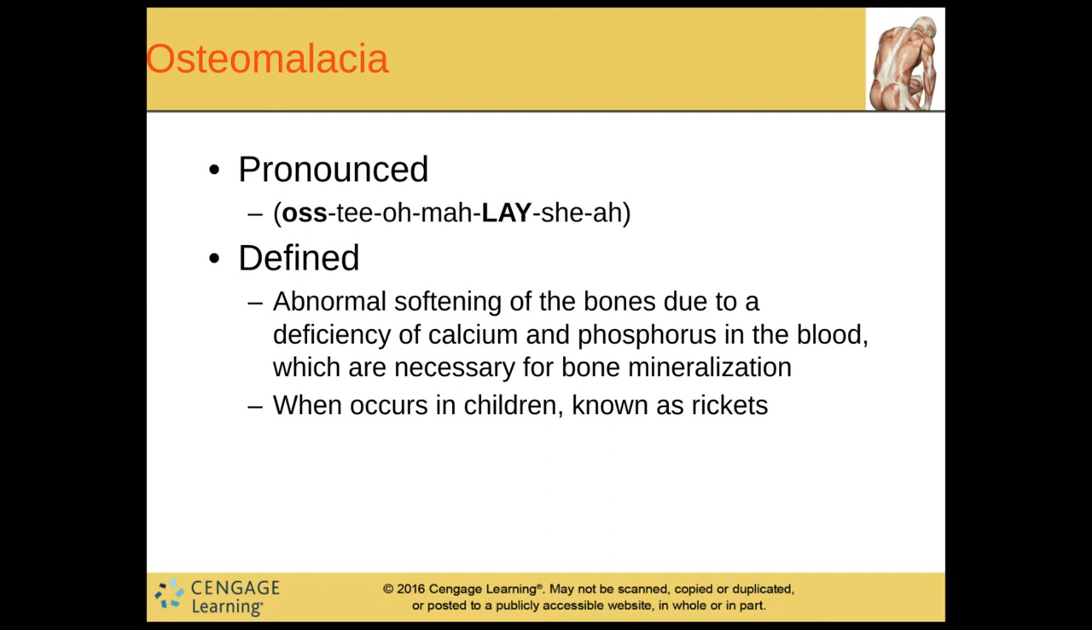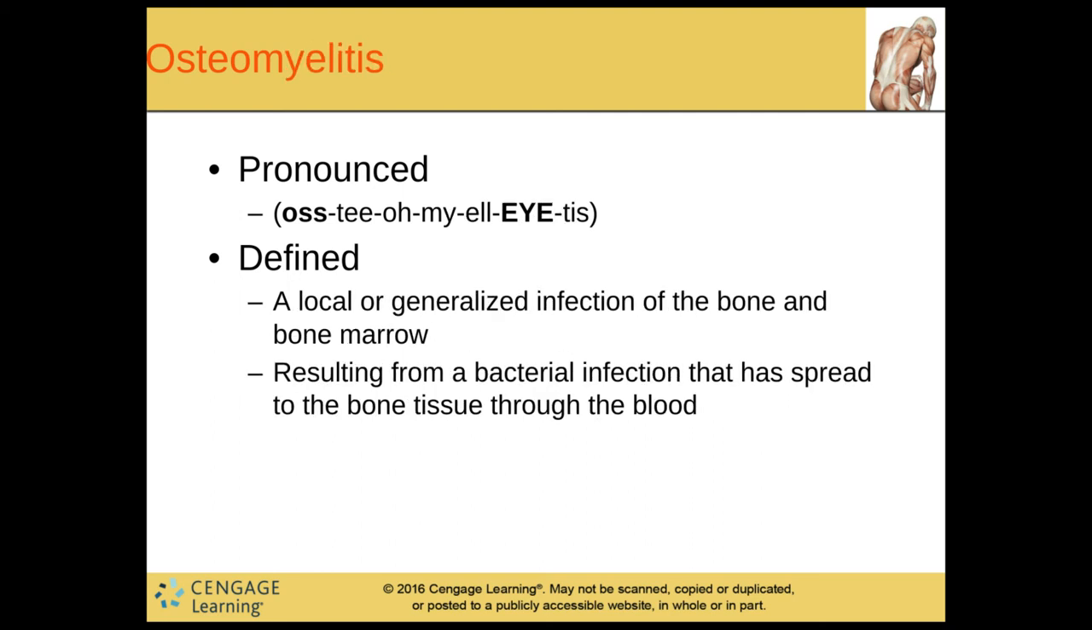So this is defined as an abnormal softening of the bones due to a deficiency of calcium and phosphorus in the blood, which are necessary for bones to mineralize, right? So this occurs in children, and it's known as rickets, osteomalacia. Okay, and then we have, here's what I was trying to say earlier, osteomyelitis.